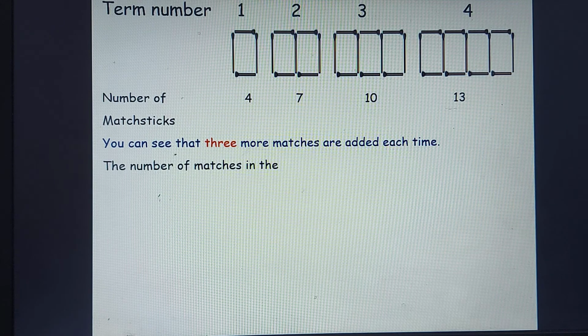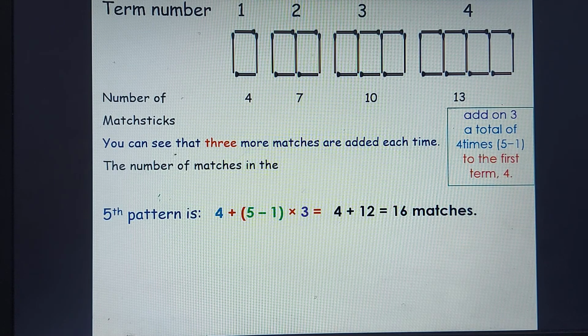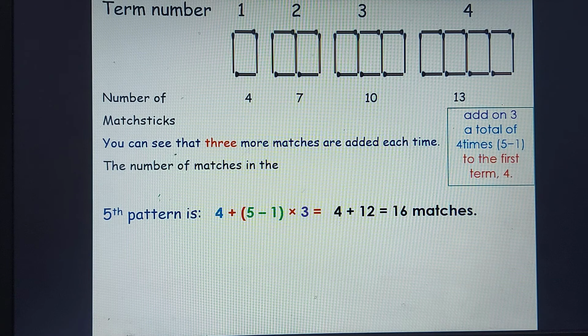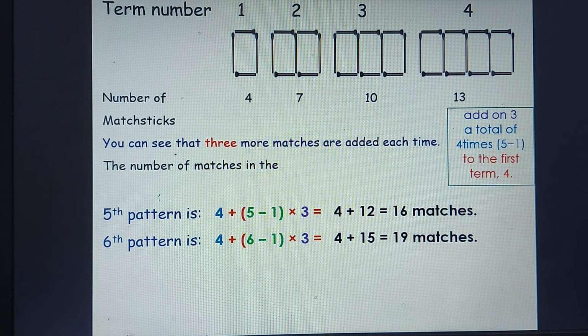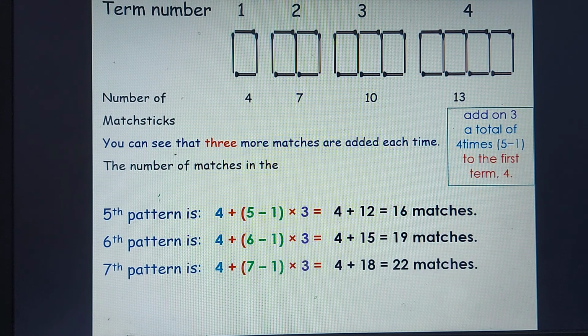All right. So the number of matches in the fifth pattern is simply going to be this. You need to add on 3, a total number of 4 times, because we want to find the number of matches in the fifth pattern. So we need to add on 3, a total number of 4 times to the first term 4. So that is 3 times 4, 12. 12 plus 4, that will give you 16 matches. Now to get the sixth pattern, you need to add on 3, a total number of 5 times. So that is 3 times 5, 15. 15 plus 4, 19.